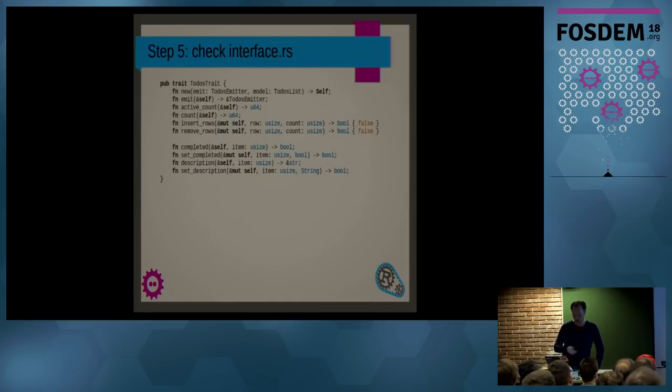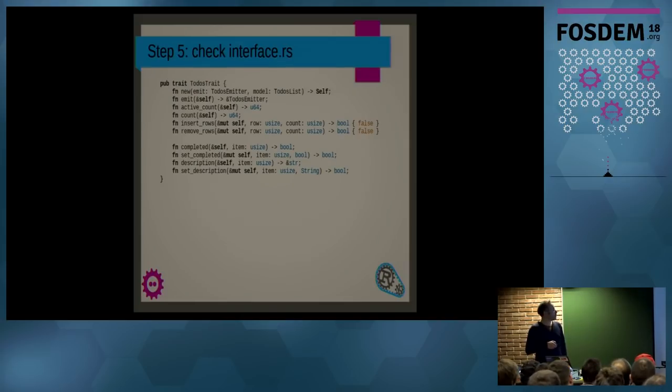But how does it look on the Rust side? Well, on the Rust side, we have a trait called the to-dos trait, and it has a constructor which you need to implement. And it has an emitter. The emitter is there so that you can emit signals when something has changed. So you can signal to the user interface that something has changed. For example, some item was added to the list.